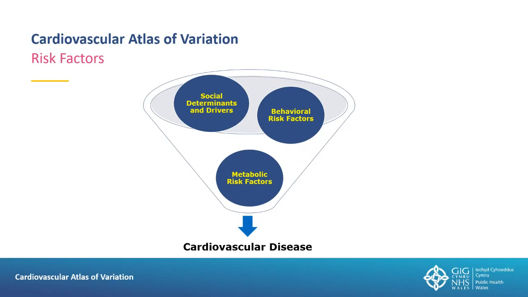So taking all the risk factors, the social determinants, the behavioral risk factors, the metabolic risk factors, and how they combine in an individual who may be predisposed genetically, would then show the phenotypic signs and symptoms of cardiovascular disease.